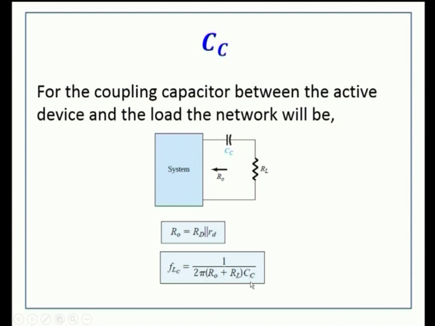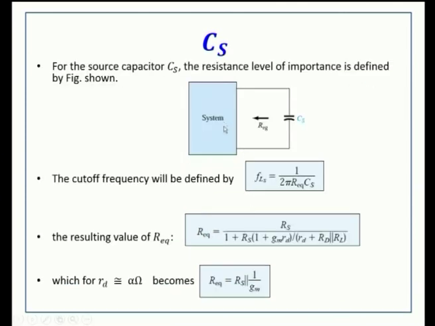So, we have got two lower cutoff frequencies now, and there is one more capacitance present in the network, and it is the bypass capacitor CS. Because of this bypass capacitor, we have another lower cutoff frequency, that is 1 by 2 pi R equivalent CS. So, this is the R equivalent part we have to calculate, and this has been calculated earlier as RS by 1 plus RS into 1 plus GM RD by RD plus the drain resistance parallel with the load resistance.